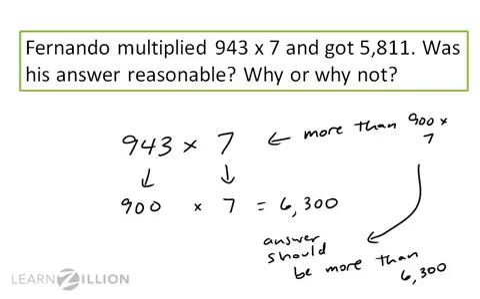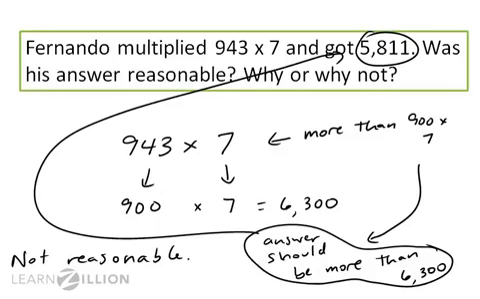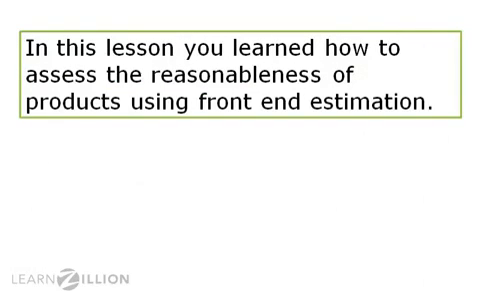5,811, though, is smaller than 6,300. So even though these two are similar and 5,811 is in the right ballpark, 5,811 cannot be considered reasonable because it's smaller than 6,300 when our actual answer that Fernando was looking for should have been bigger. So that's not reasonable. In this lesson, you learned how to assess the reasonableness of products of two factors using front-end estimation.